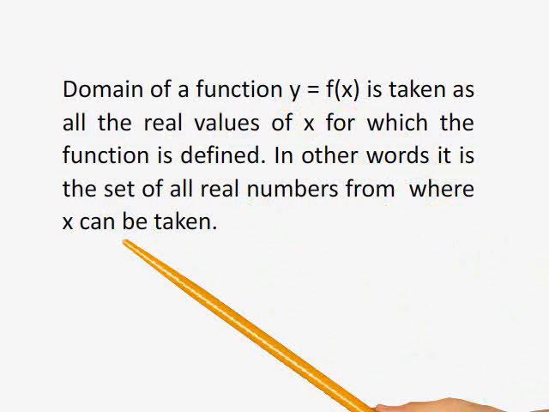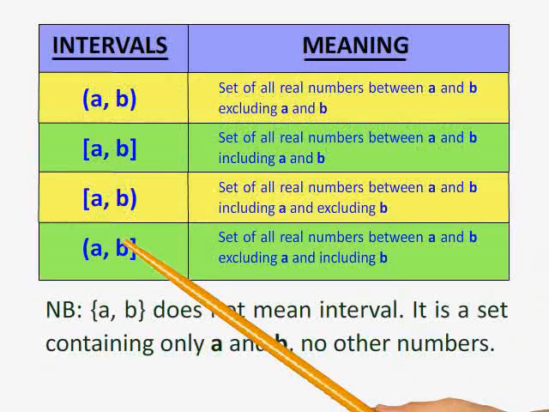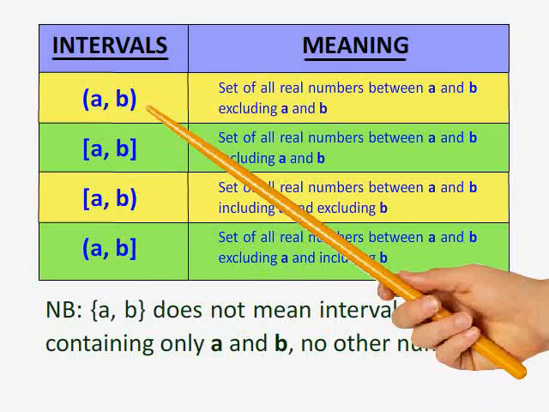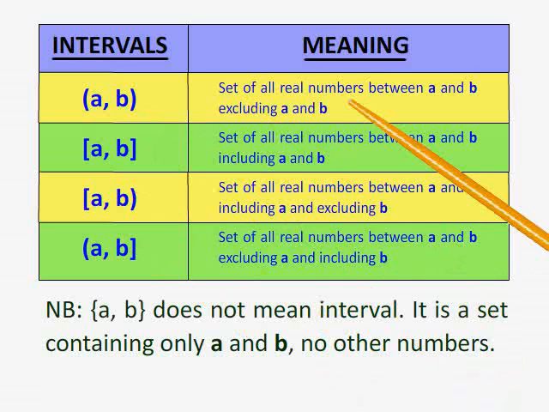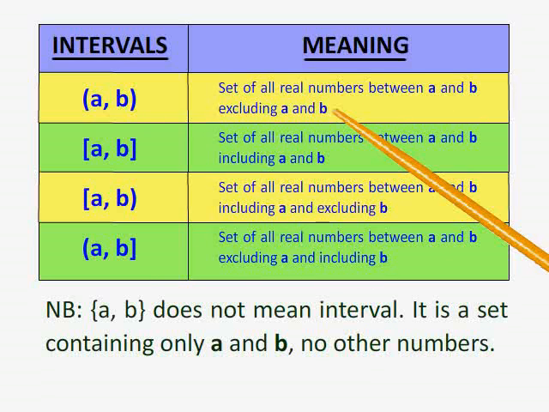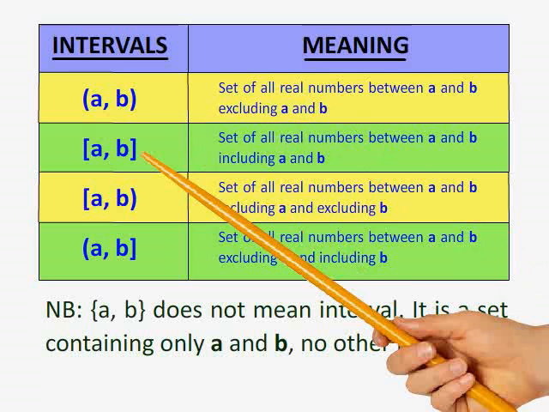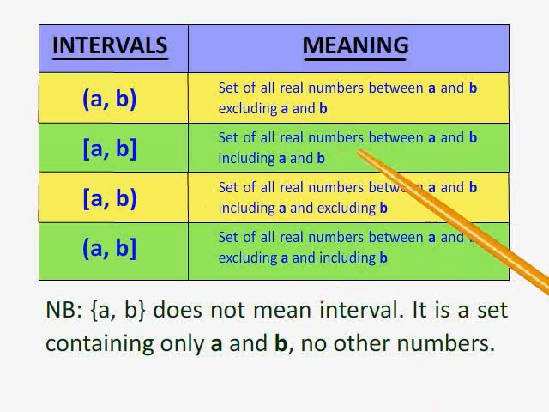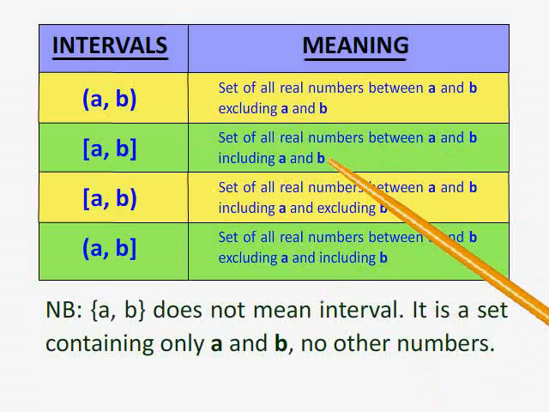Before solving this problem, I must clarify some important points. First, look at the intervals. This interval is given within parentheses. What does this mean? This means that this is a set comprising of any real numbers between a and b, excluding a and b. Sometimes the interval is given within square brackets. This means that it is a set comprising of all real numbers between a and b, including a and b.